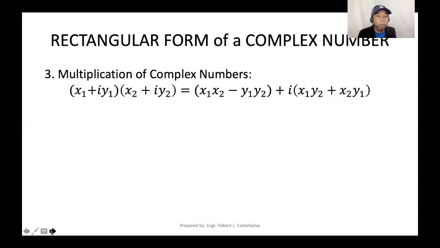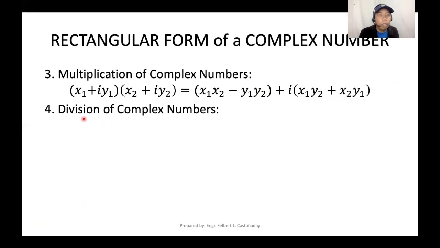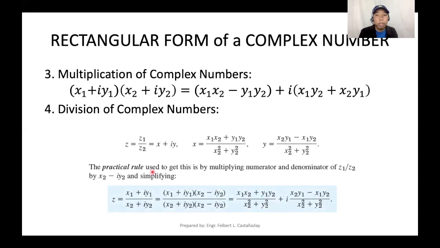Now let's go to division of complex numbers. For the division of complex numbers, the practical rule is that you don't divide directly here. We multiply by the conjugate of the denominator. For example, if we have z sub 1 divided by z sub 2, where z sub 1 is equal to x sub 1 plus i y sub 1, and z sub 2 is equal to x sub 2 plus i y sub 2, you multiply the numerator and the denominator by the conjugate of the denominator.